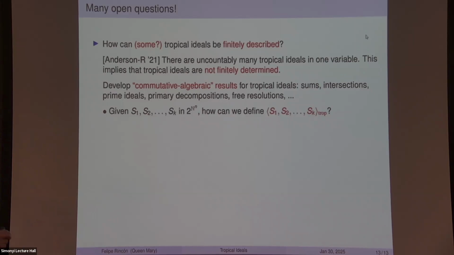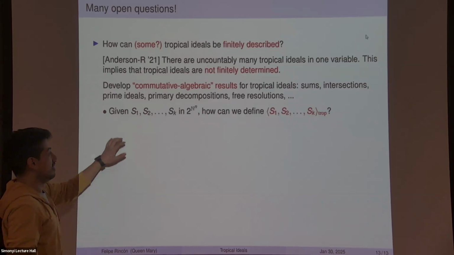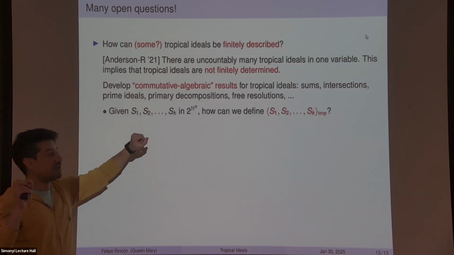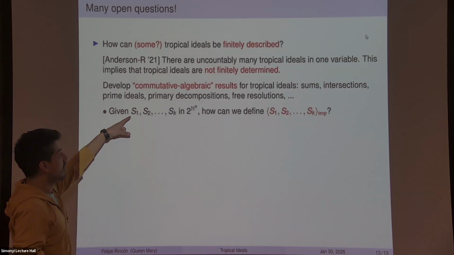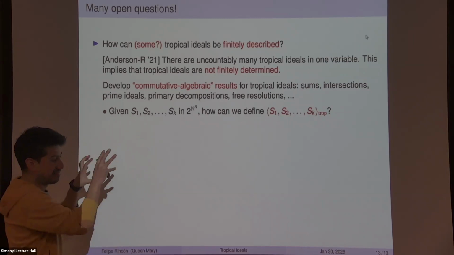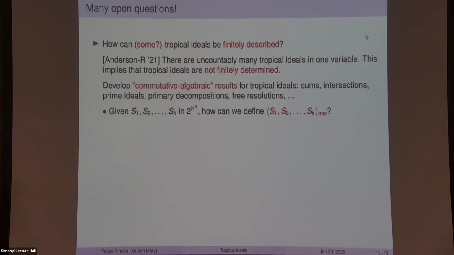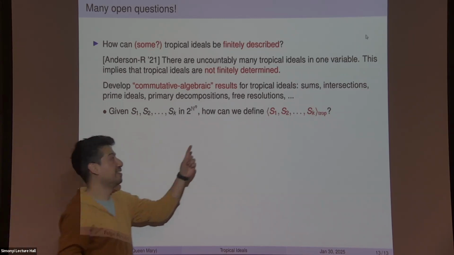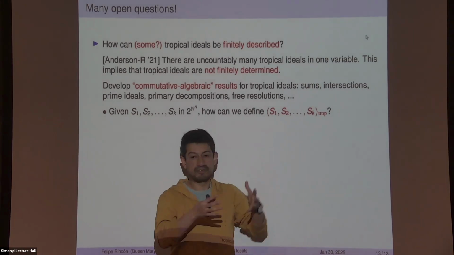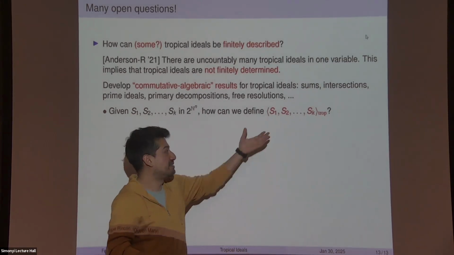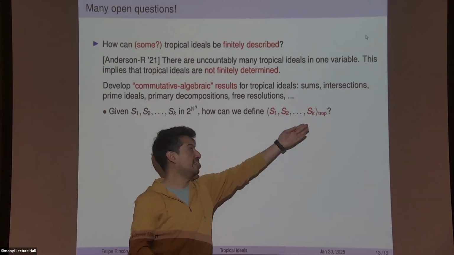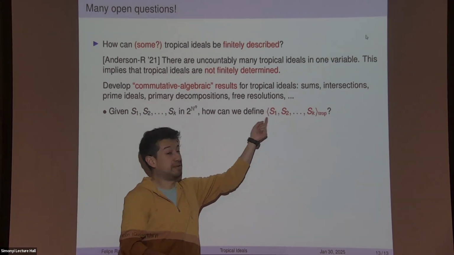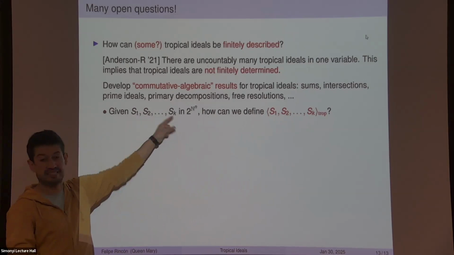And a very concrete question is, I would like some notion of ideal generated by some subsets. So if I give you k many subsets of lattice points, how can we define the ideal generated by those? Or how can we construct a tropical ideal that we could call this? And maybe what I would like this to satisfy is that the variety is the stable intersection of the varieties of each of these.